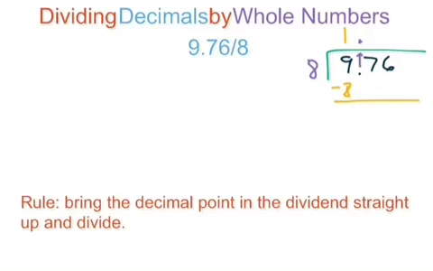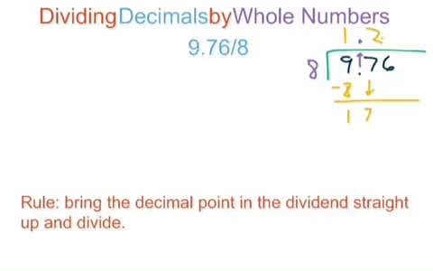9 minus 8 gives me 1. Then remember, after we subtract, we've got to bring down. So we bring down the 7, and I get 17. Now I've got 8 into 17, and that goes 2 times. You'll notice now our 2 is after the decimal point. So I have 1.2. I'm still dividing, but that decimal point's important. If I didn't bring that up, it'd be 12. 12 is different than 1.2.